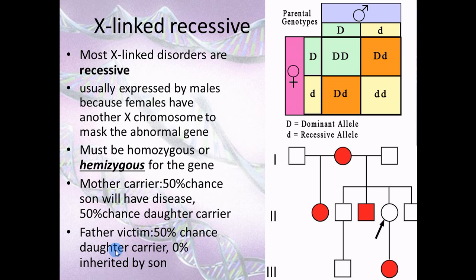If you're a father that's actually affected, there's a 50% chance that you're going to give it to your daughter because you've got it on your X chromosome and you're handing it down to every one of your females. So if mom isn't a carrier, then that daughter is just going to be a carrier. She won't have the disorder. But father will never pass on this disease to his son because father will never give the son an X chromosome. Father only gives the son the Y chromosome. So it's kind of an important point to think about.